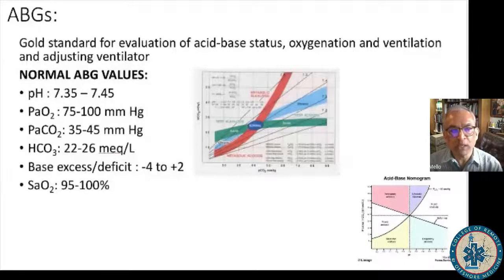The way you monitor your ventilation is by doing serial arterial blood gases, which is the gold standard for evaluating the acid base, the oxygenation, and ventilation, and making the adjustments on the ventilator. These are the normal ABG values, but when you are monitoring these patients, you can use either of these charts to work out where they are and check if the patient is moving back into a normal range with time.